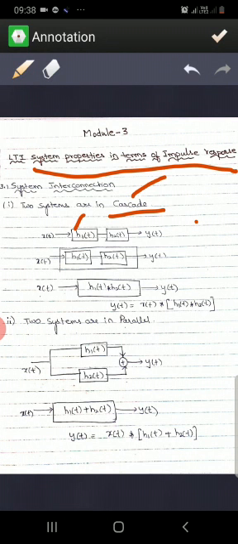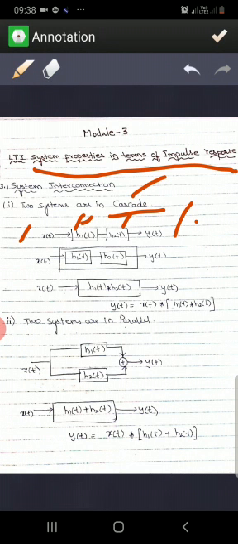h1 of t and h2 of t, let them be the two systems which are connected in cascade. Cascade connection is nothing but one system's output being given as the input for the second system. So h1 of t's output is given to h2 of t as the input. Now these two are connected like this, h1 of t and h2 of t, where x of t is the input, y of t is the output.